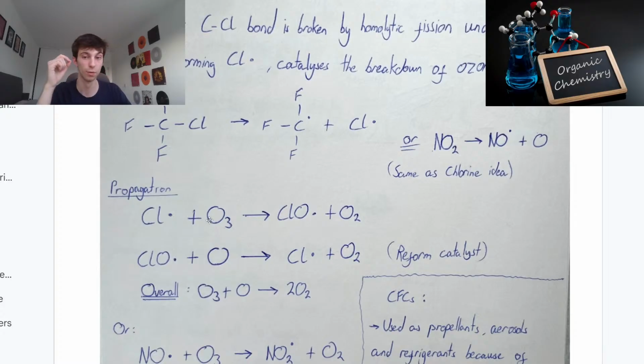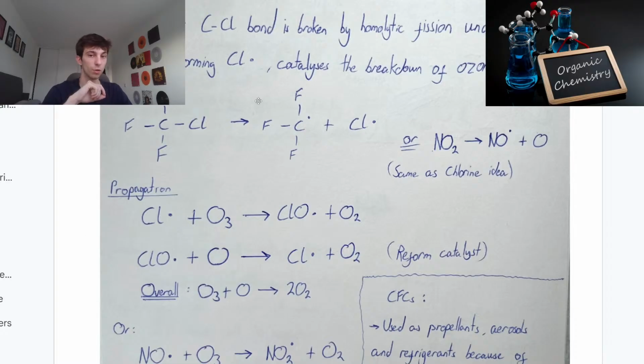We have a chlorine radical reacting with ozone, O3, forming a ClO radical and O2. Remember, guys, catalyzing the breakdown of ozone, we have O3 plus O goes to 2O2. So you can always check your answers if they give you an unknown radical causing the destruction of ozone. You know it's going to give you this overall equation, so you can almost check your answers by using it.